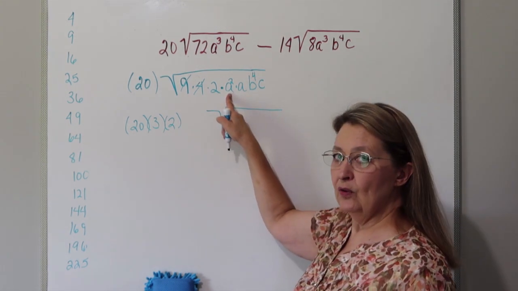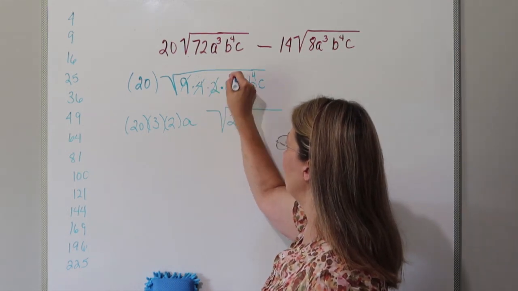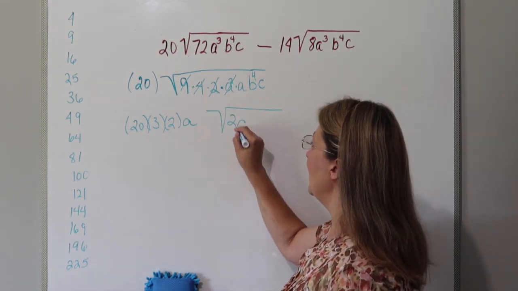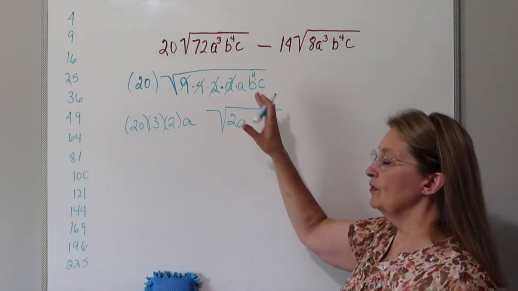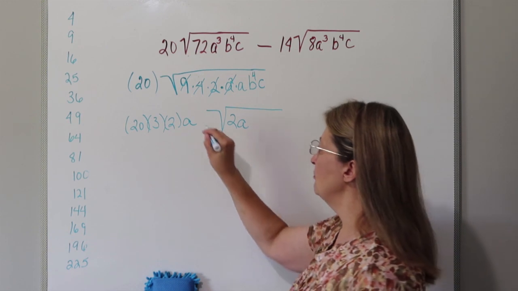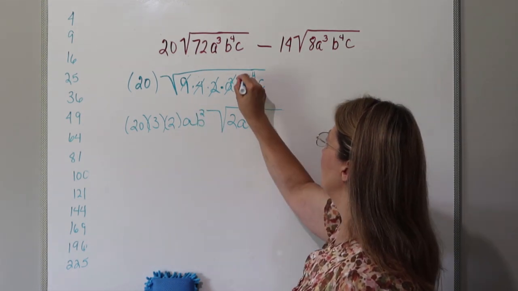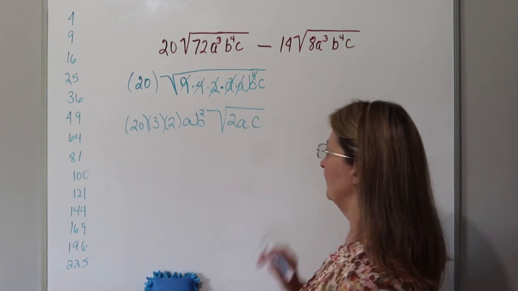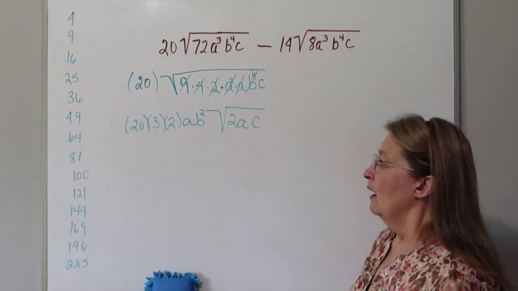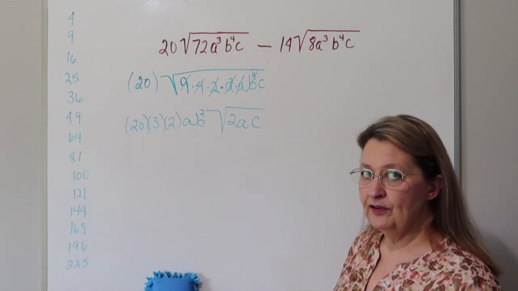A squared. What's the square root of that? A. So it gets to come out. The plain a has to stay under there. B to the fourth. What's the square root of that? B squared. So it gets to come out. And I've used these. And then all that's left is that c. Alright? All I did on that step was pull out the square roots of any perfect squares.